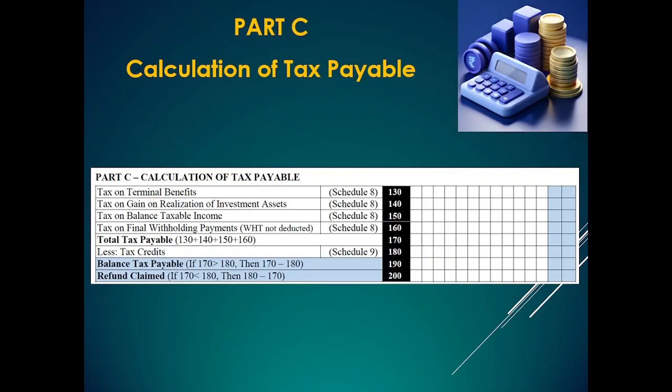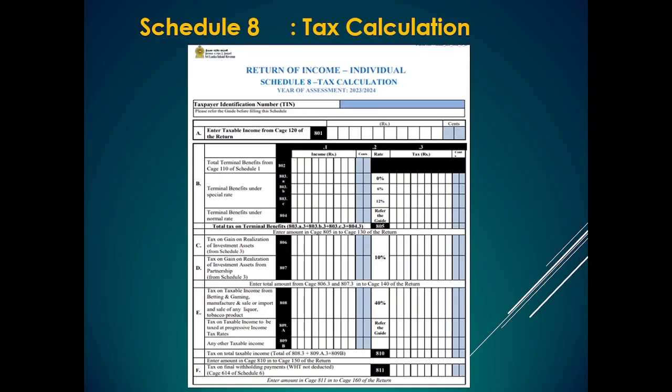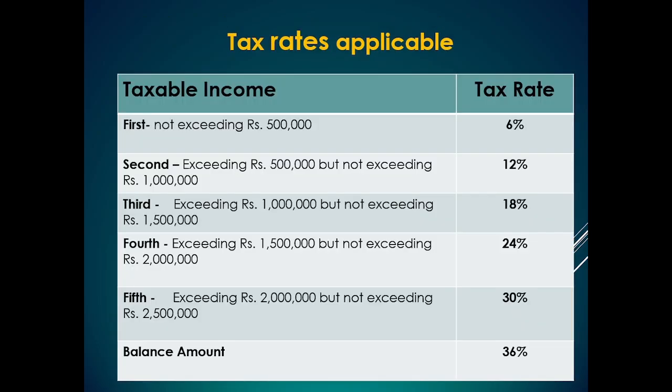Part C of the income tax return is the calculation of tax payable. For that, you have to use Schedule 8. In this schedule, you have to fill the relevant cage carefully related to your income. Once you compute the taxable income, the next step is the calculation of tax payable. In calculation of income tax, tax rates are applied. The application of income tax rates is progressive.